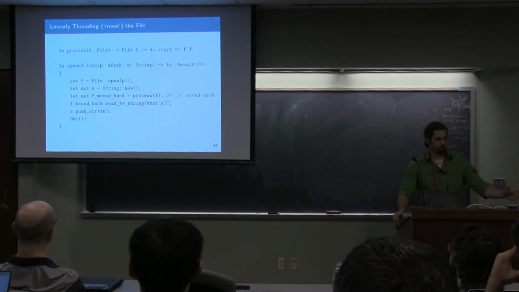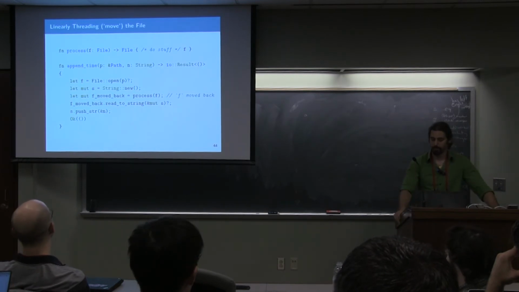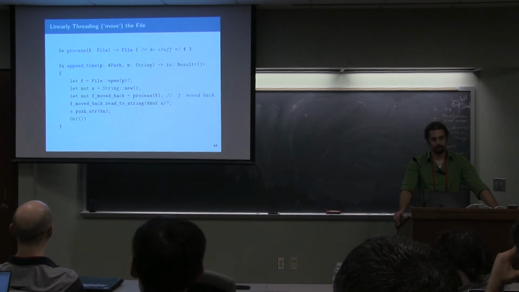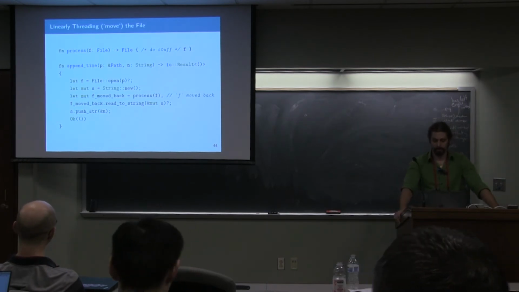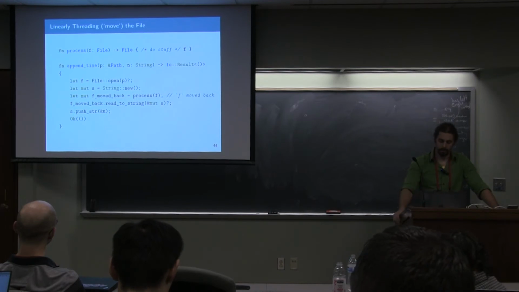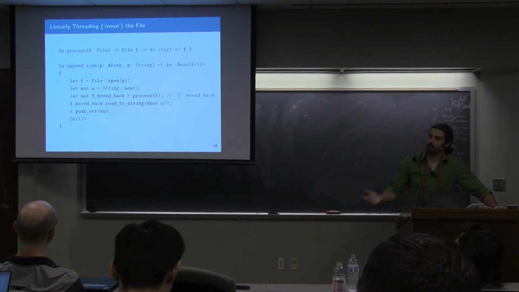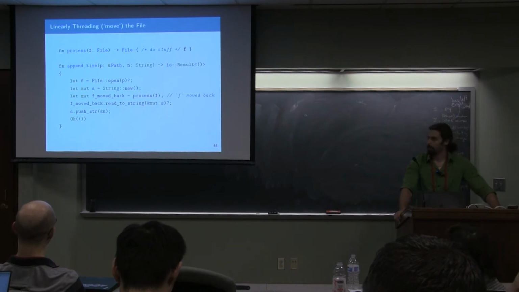But just to connect back to what Ryan was talking about, you can do this linear threading of the file through. So if we have some process function that takes a file and does some stuff and then returns the file handle, we can use that in this way. So you can see here we send the f off to process, but it sends it back. It moves it back, and we bind that to f_moved_back in this case. And then we can continue on reading from the file and so on.